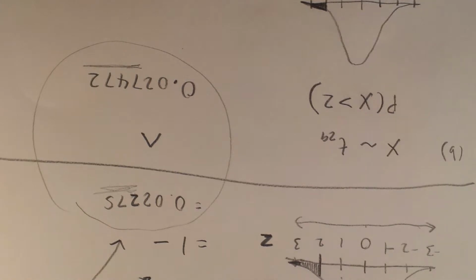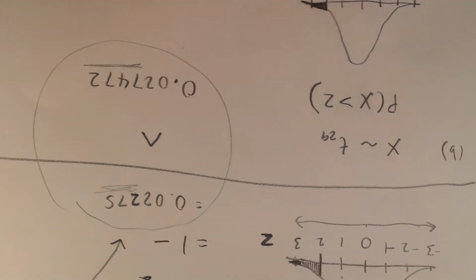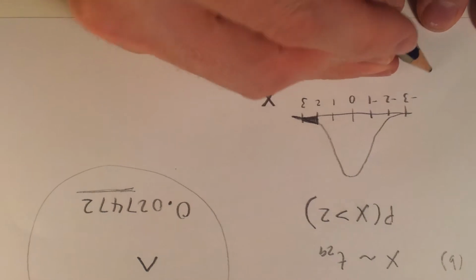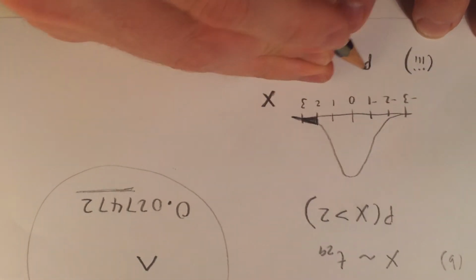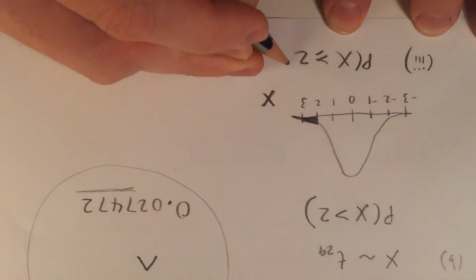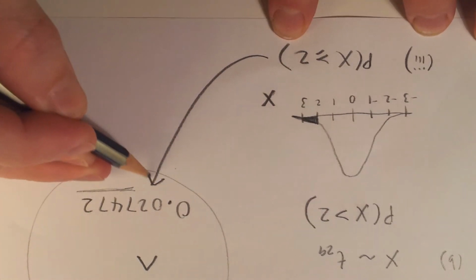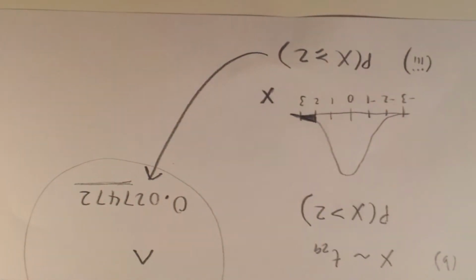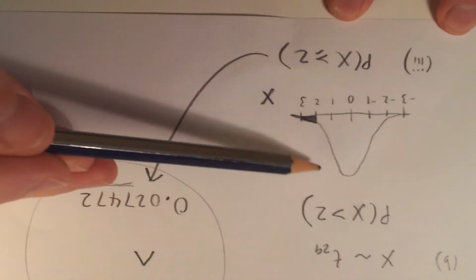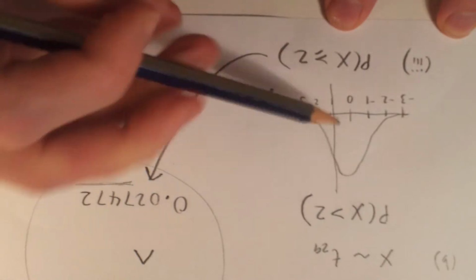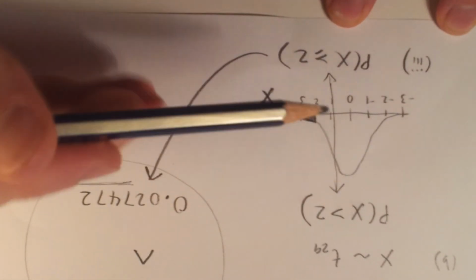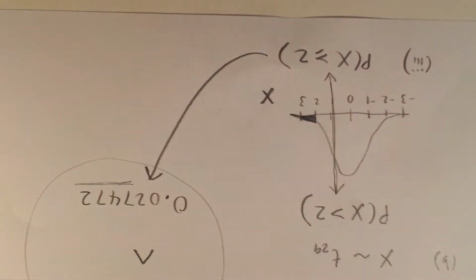Okay, part 3 of this question says, what is the probability of x being greater than or equal to 2? Well, the answer is still that, because for a continuous distribution like this one, the probability of getting any particular x value is taken to be 0. So these two things are equivalent in the context of a continuous distribution.